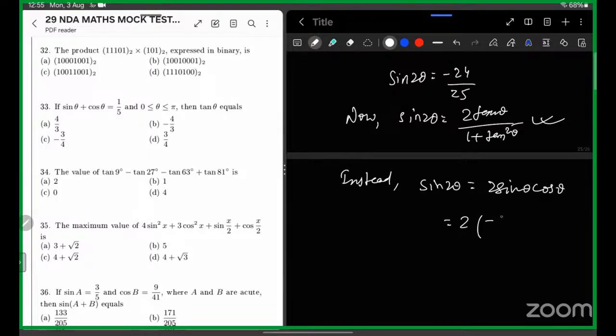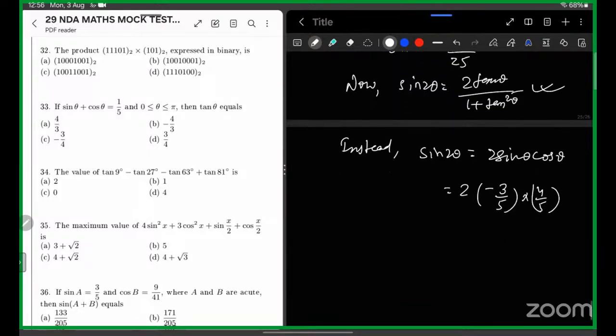minus 24 is there. 2 into 12, 3 into 4. 3 by 5 into 4 by 5. I can separate it like this, cos and sin, and tan will be.